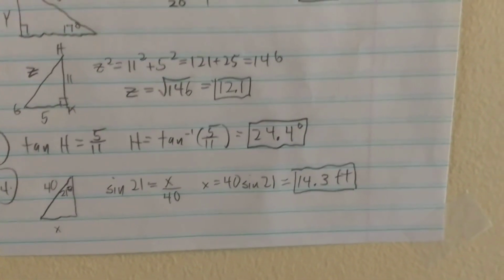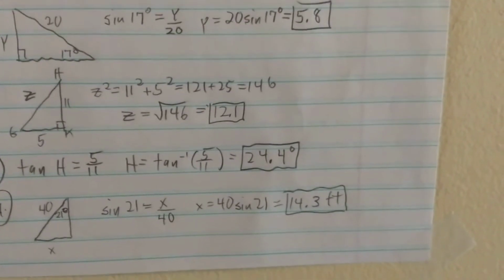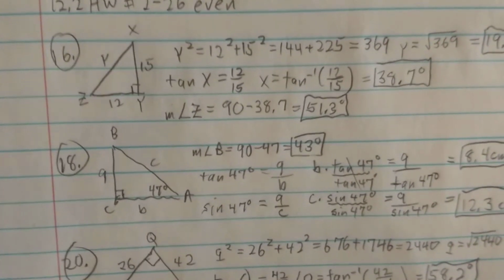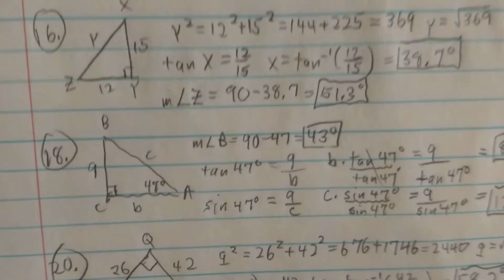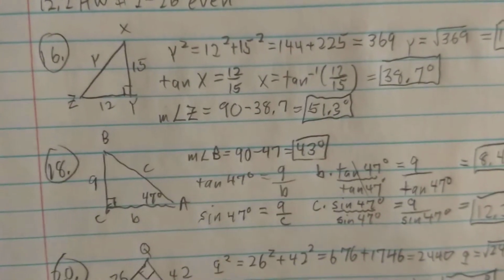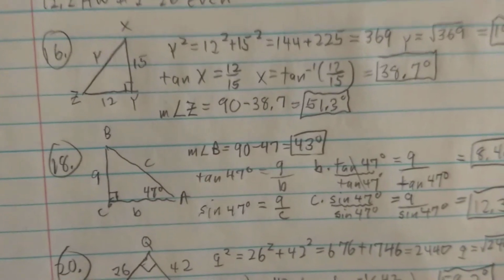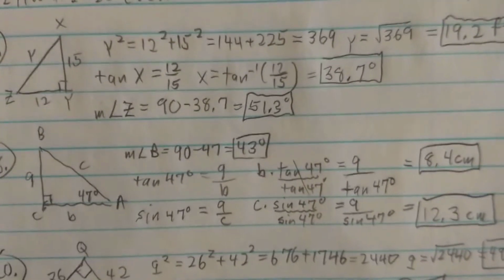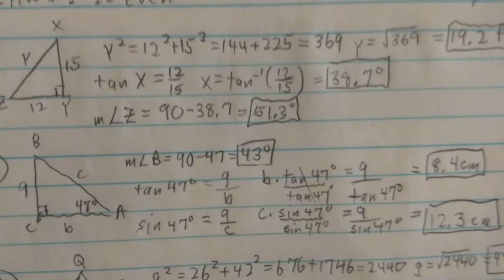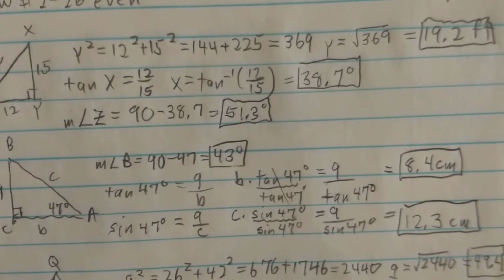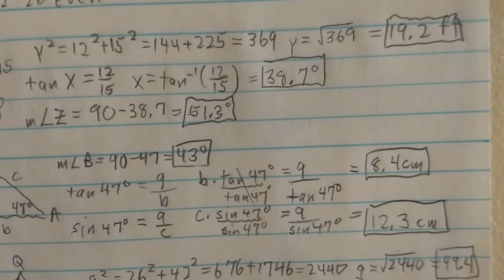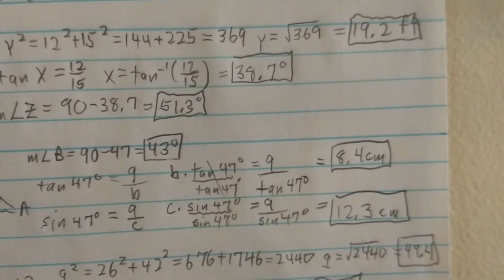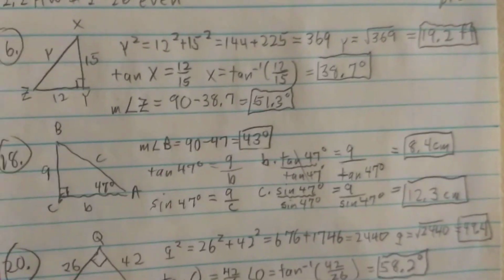On 16, we have a triangle with a base of 12 and a height of 15, and a hypotenuse of y. So first we go for the hypotenuse. Y squared is equal to 12 squared plus 15 squared, or 144 plus 225 equals 369. So then y, the hypotenuse, is the square root of 369, approximately 19.2 feet.